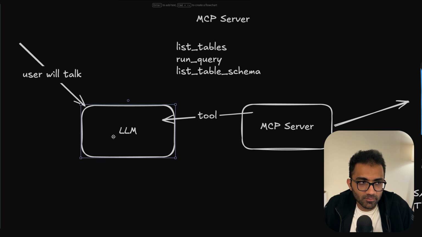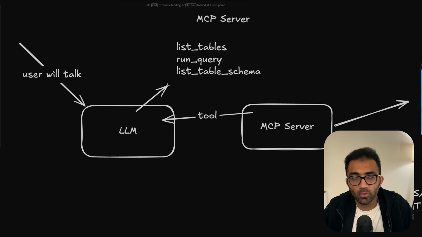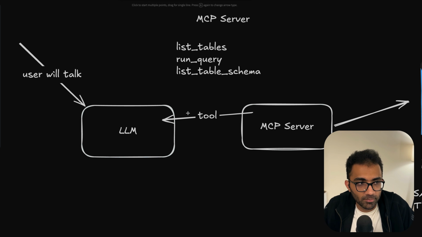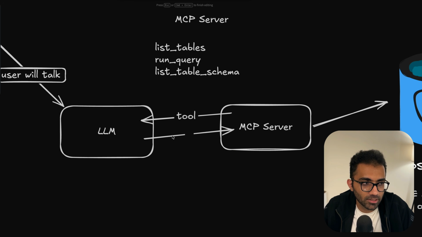Now it's the LLM's choice whether it wants to use one tool, many tools, or no tool at all. But the LLM is aware that these tools exist. Based on the user's discussion with the large language model, it's going to make a call. It's going to figure out whether it needs to call any of these tools, and if it does, it's going to make that call to the MCP server. So it's going to request, hey, I want to do a run query, let's say of select one.